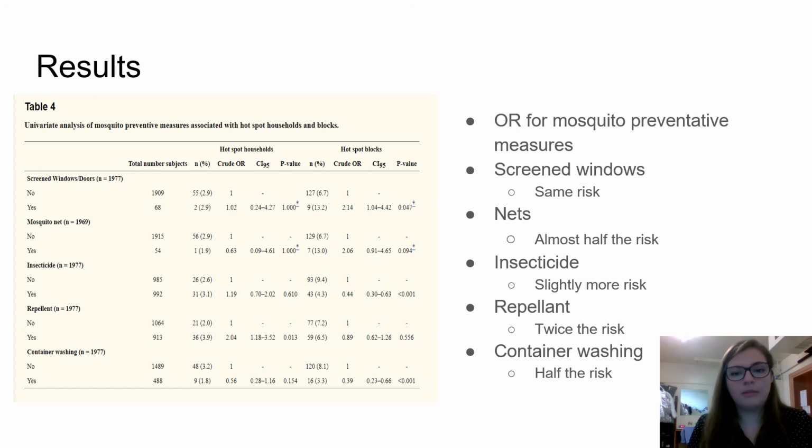Next, they looked at the mosquito preventative measures. What they found was that screened windows had the same amount of risk, while nets on beds had half the amount of risk as those who did not. The use of insecticides and repellents showed more risk, with as much as twice the risk in the case of repellents. Container washing halved the risk.